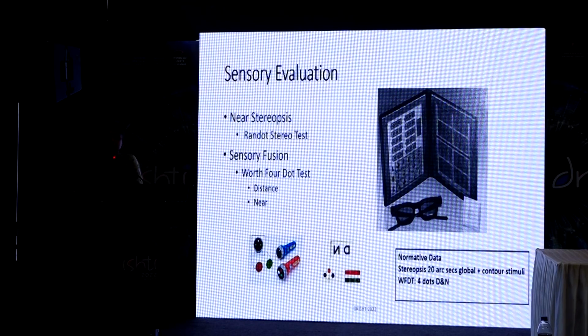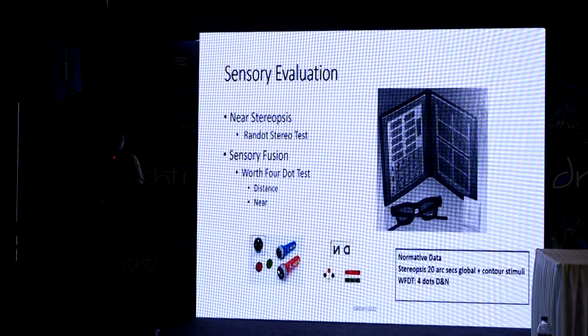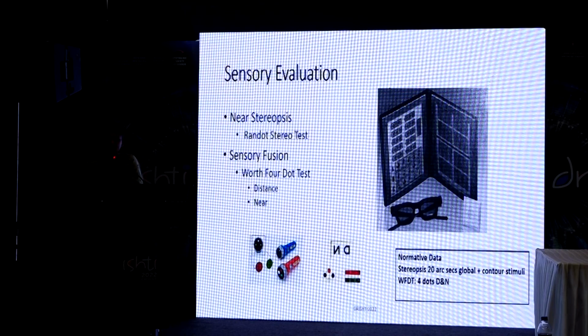Sensory evaluation is basically to know whether the child or the subject is able to fuse images, and if there is any suppression or not. So how do you identify? By running a couple of tests like the near stereopsis charts that are available, the Randot stereo test or the Titmus fly test. There are so many stereopsis measuring charts available, so that will give you an idea whether the person has stereopsis or not.